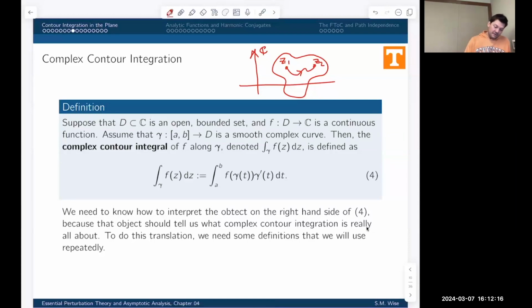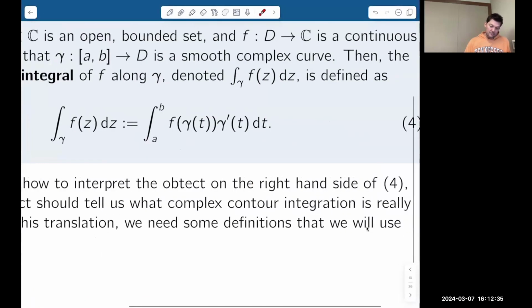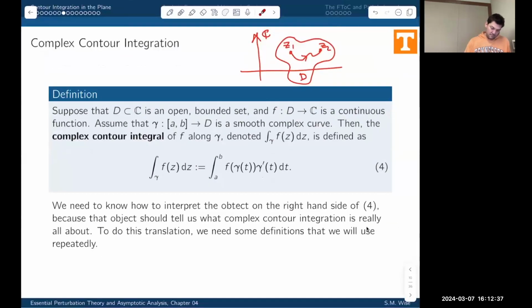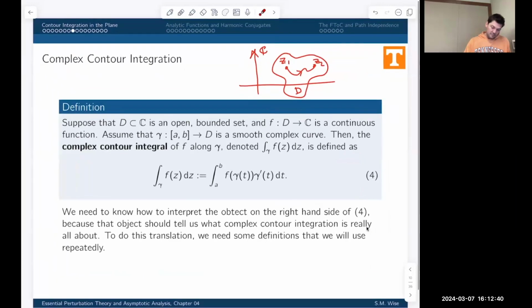So you also have a function f, which is defined on this set D, and it has to just be continuous in this case for things to work. We're going to assume that the gamma connecting points Z1 and Z2 is smooth, although we could make it piecewise smooth as well, as I said before.